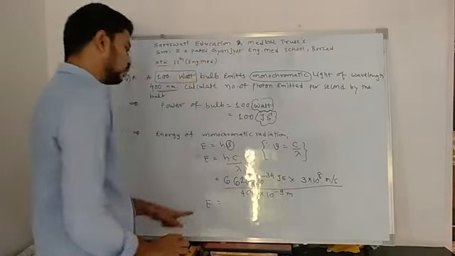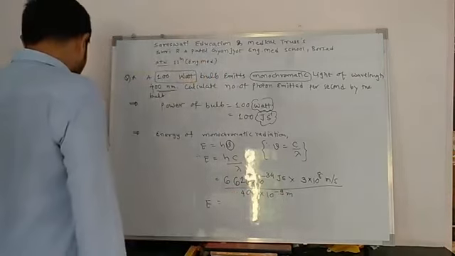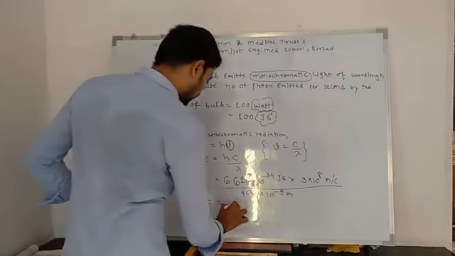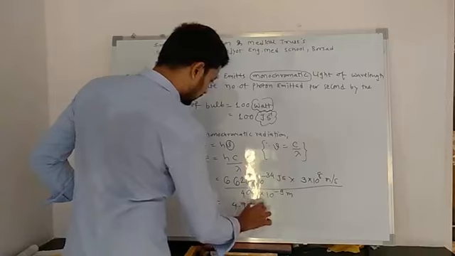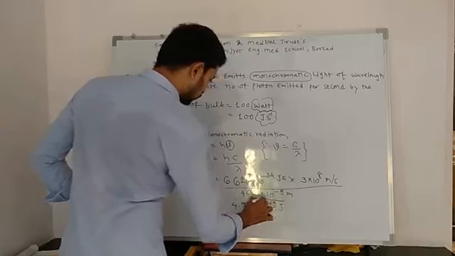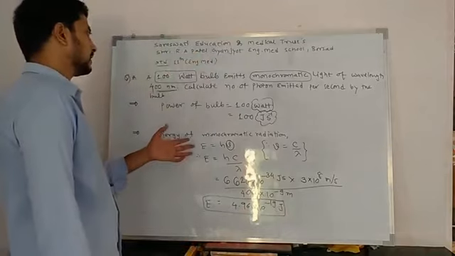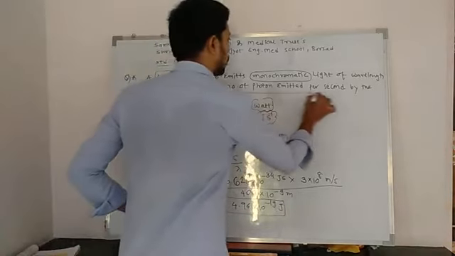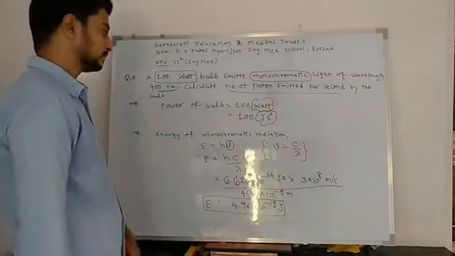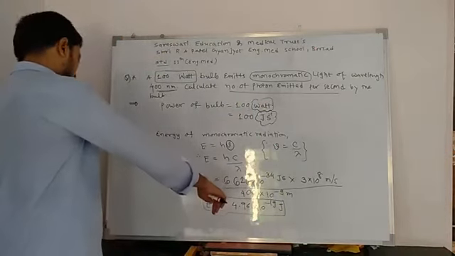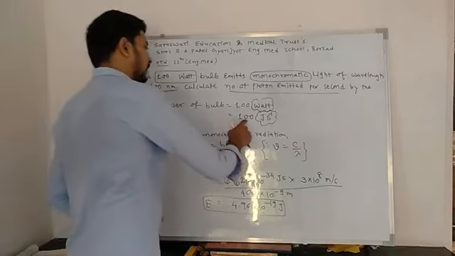So if we calculate the energy, it will give the answer as 4.96 × 10^-19 joule. So this is the energy. Now we are interested in finding the number of photons emitted per second. So what is our next step? So we will divide the power 100 by the energy.